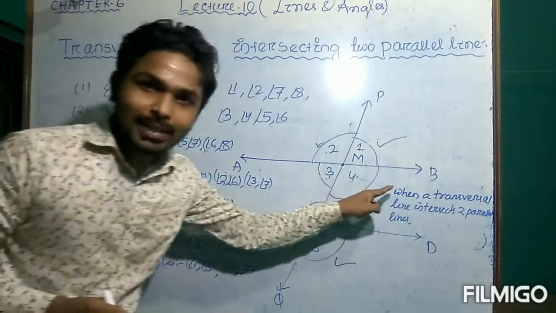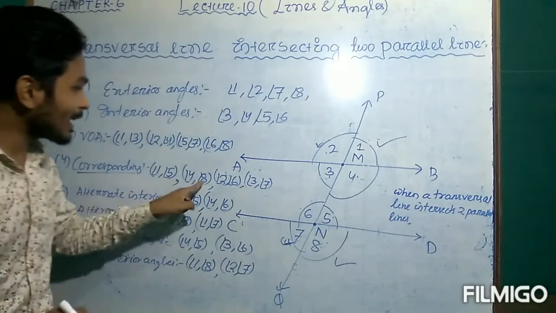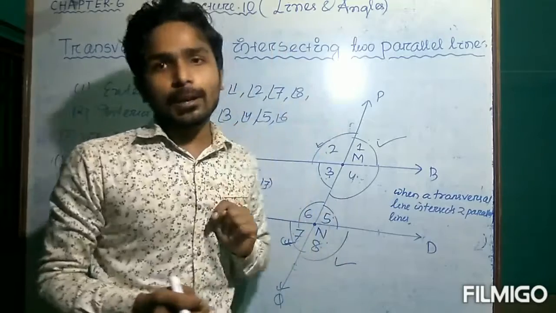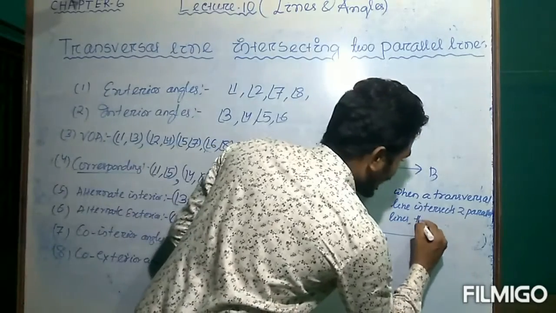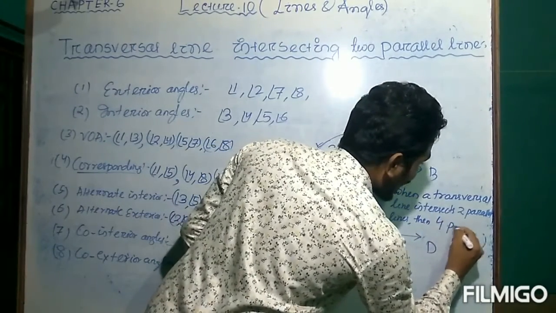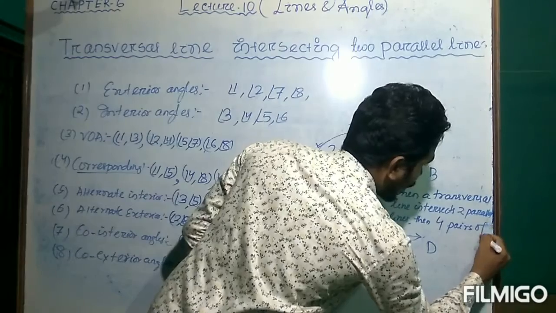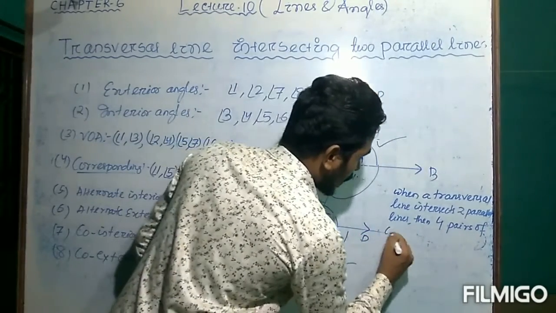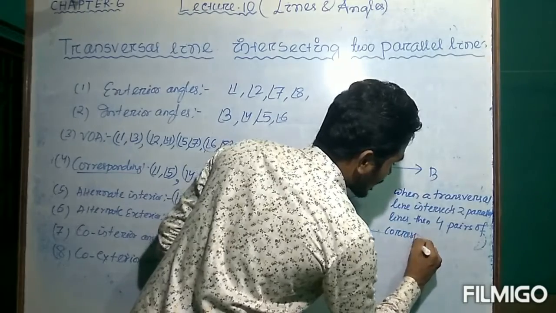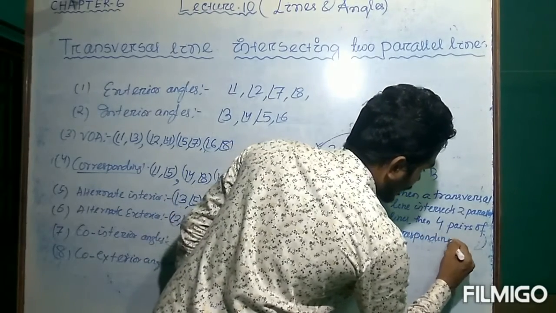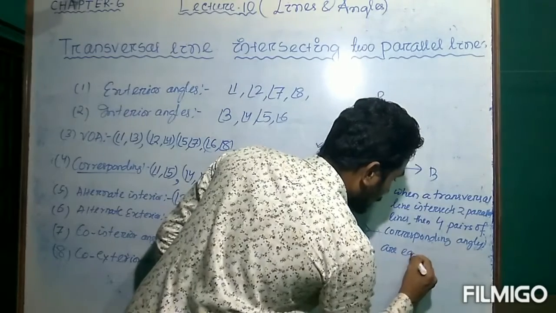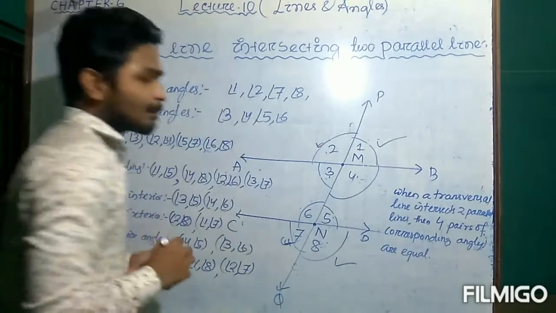Okay, then how many corresponding angles are formed? 4 pairs of corresponding angles are formed. Then those 4 pairs of corresponding angles are equal. Okay, then 4 pairs of corresponding angles are equal. You have to keep in mind this statement.